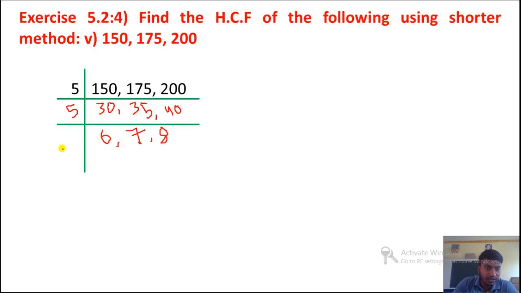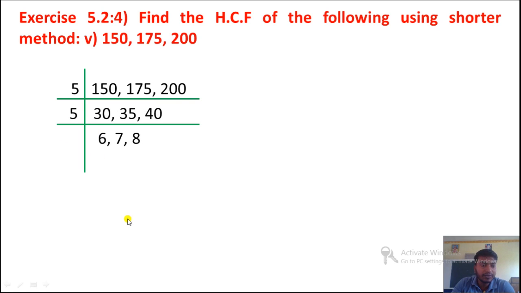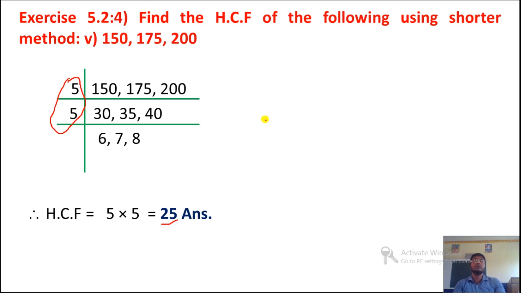Clear? So here we got the HCF 5 into 5. 5 into 5, that means this part. So 25 will be the HCF of 150, 175 and 200. Clear? So this is how you have to use the sorted method in question number 4. I hope whatever I have discussed with you today, each and everything is clear to you. Thank you.